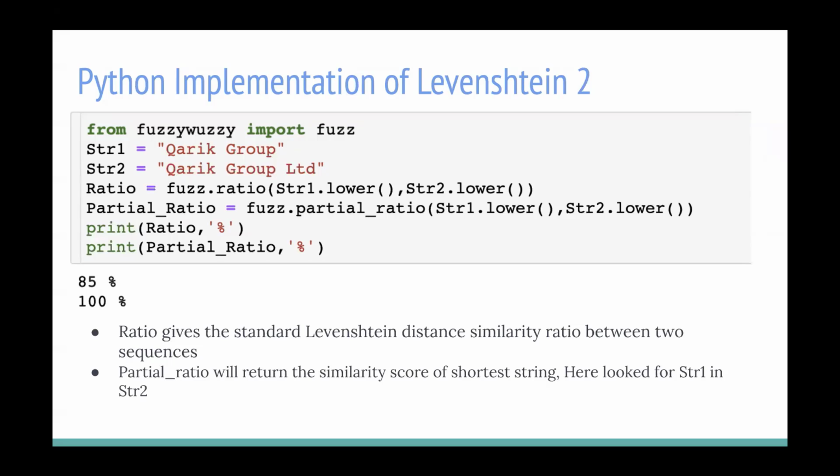And also there is one more function which we can use, which is called partial ratio. Here, it will return the similarity score of the shortest string. So basically we'll find the shortest string first, and then we'll see the similarity score of that string inside the second string. So we have Carry Group, string 1, as the shortest. So that shortest string we'll be checking in string 2. So we are seeing that it's 100% there.